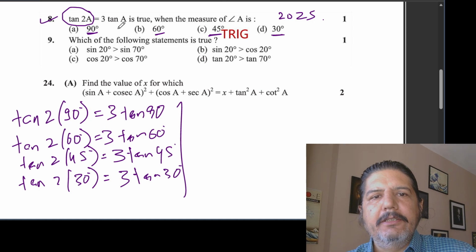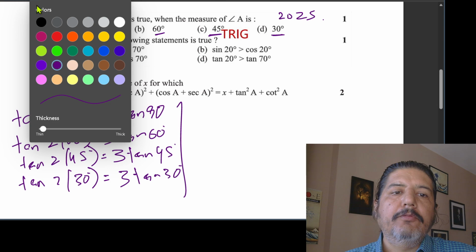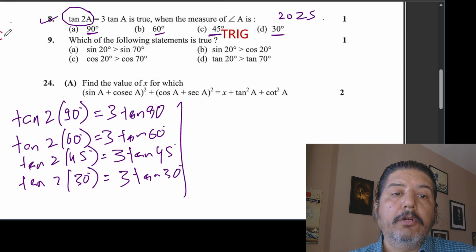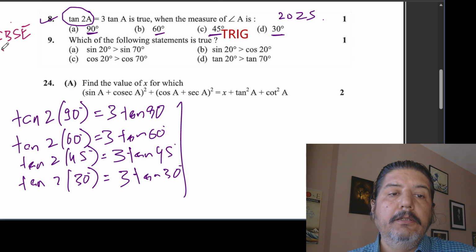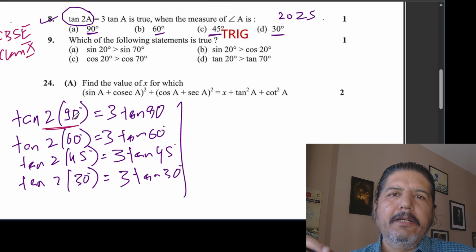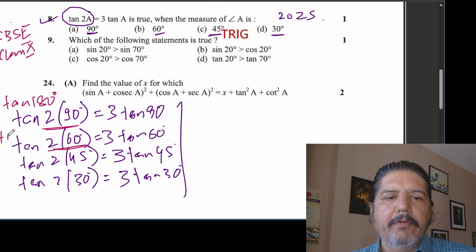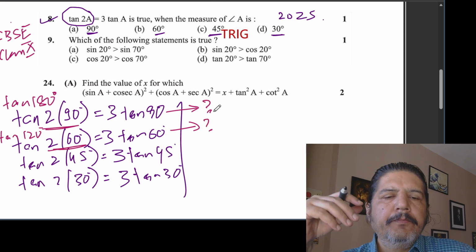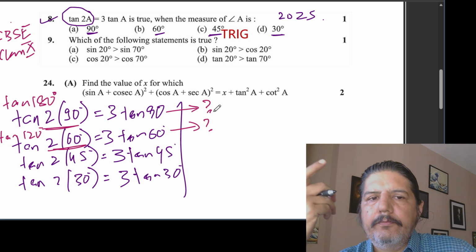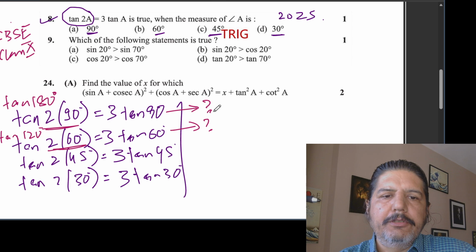Now there is another difficulty in this question, particularly for a class 10th CBSE student. A typical CBSE student won't know the value of tan 180, and won't know the value of tan 120. So in these two parts, a typical student won't know the value of tan 180 or tan 120.